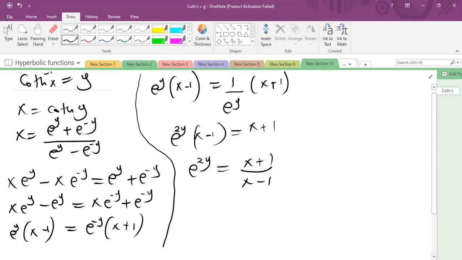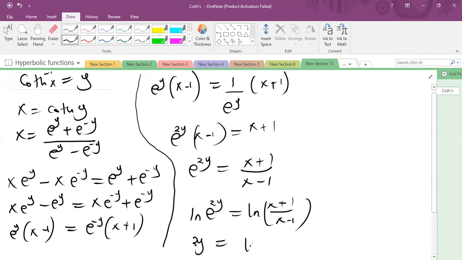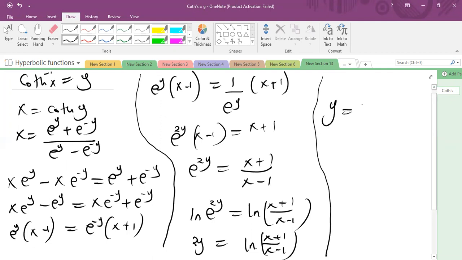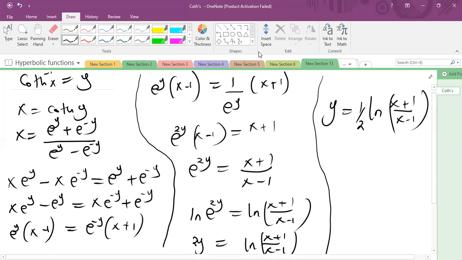So introducing logs to both sides, I'll have ln e^(2y) is equal to ln of x plus 1 over x minus 1. So using the power law of logarithm, this translates to 2y is equal to ln of x plus 1 over x minus 1. So divide both sides by 2 so that we have y is equal to a half ln of x plus 1 over x minus 1. And basically, this is the log form of cot hyperbolic inverse of x. That's it, guys, for today's session.